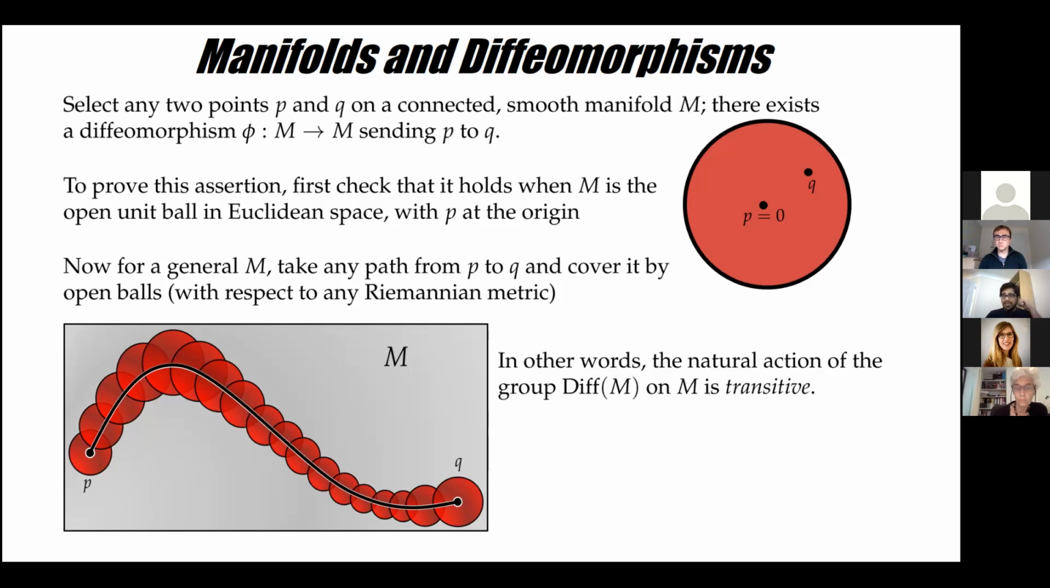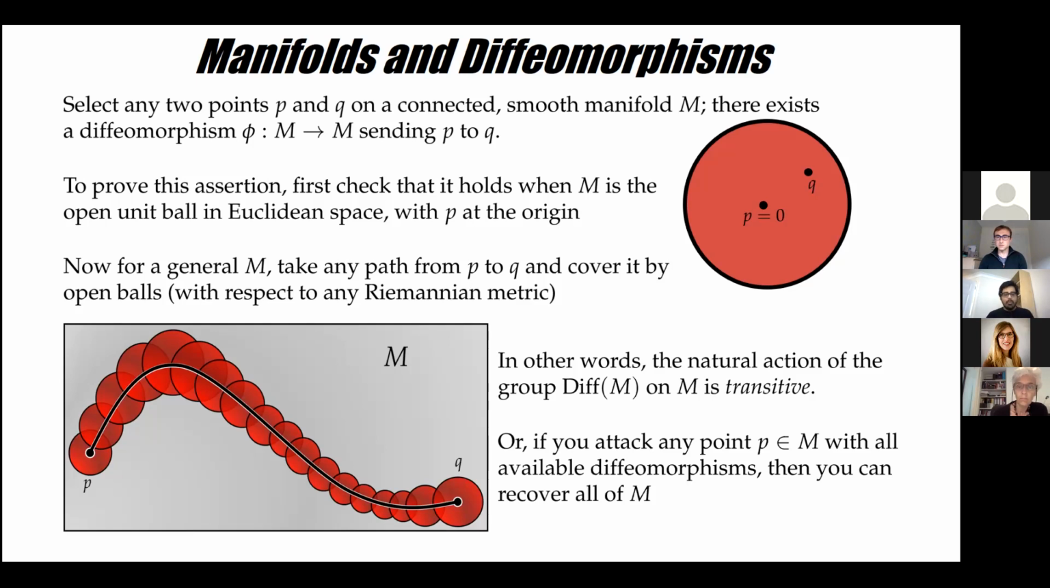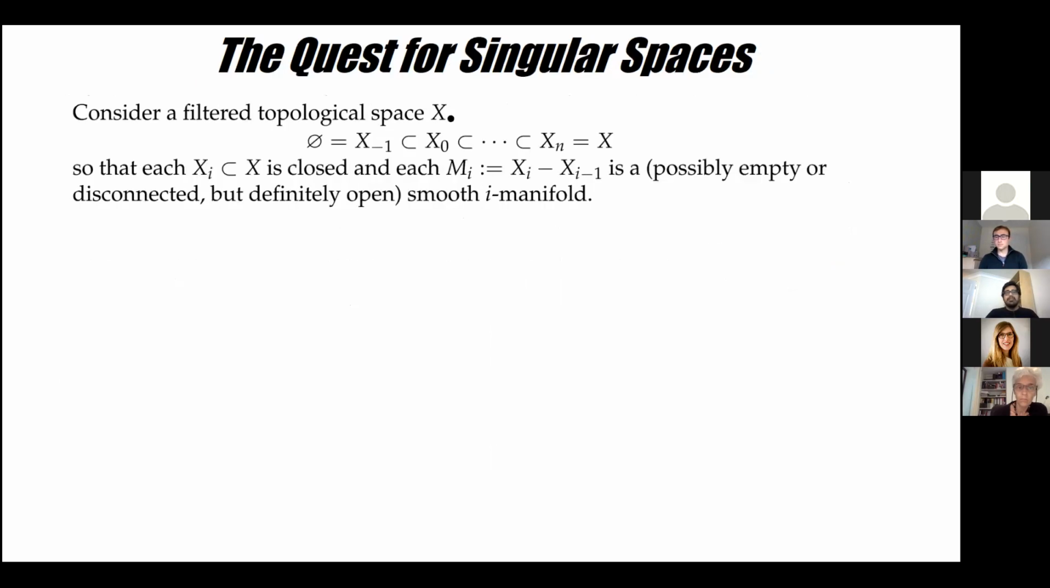The group theory way of saying this is that the group of diffeomorphisms acts transitively on M. The more video game way of saying this is you take a point and you attack it with all the available diffeomorphisms, you'll eventually grow out all of M. So whichever way is friendlier for you. What's strange about singular spaces is that they're not manifolds, but they are certainly consisting of these smooth manifolds glued together.